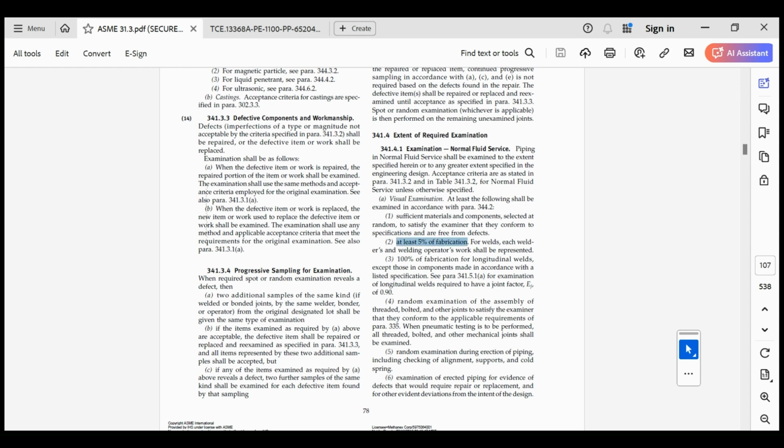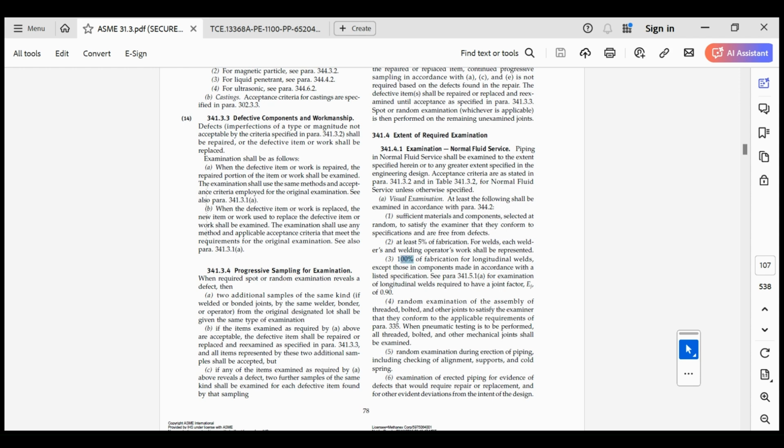Now, how are they going to plan it? They will pick at least 5% of fabrication. Now, what do you mean by 5%? There will be a qualified welder. He will be performing a lot of welds in a particular system. So those welds we have to at least identify 5%. If he has done 100 welds, we have to pick at least 5 for a particular welder, and we have to examine those visually.